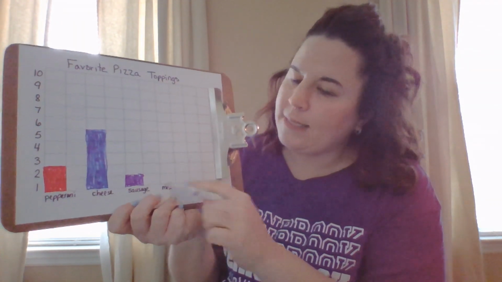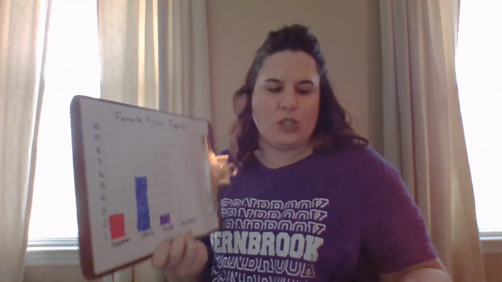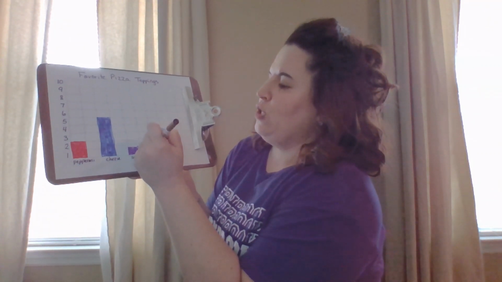Then finally, my last label is meatball. I look at my information quick at a glance. It's 2. So I'm going to pick a different color. So now I'm only going to put 2 boxes. So 1, 2 with my dots. Outline those boxes. And color in only those boxes so my data is accurate. It matches what I collected.